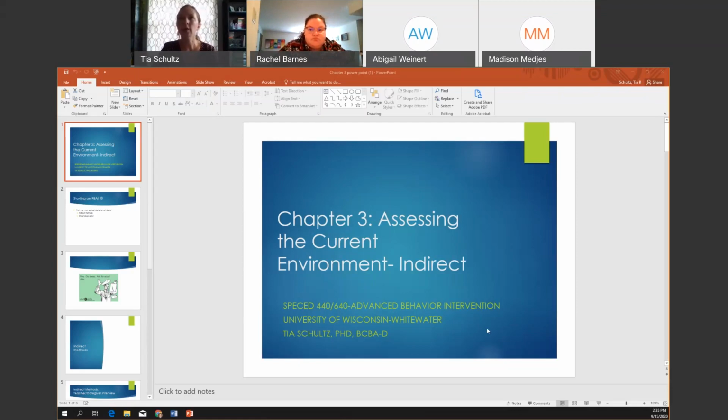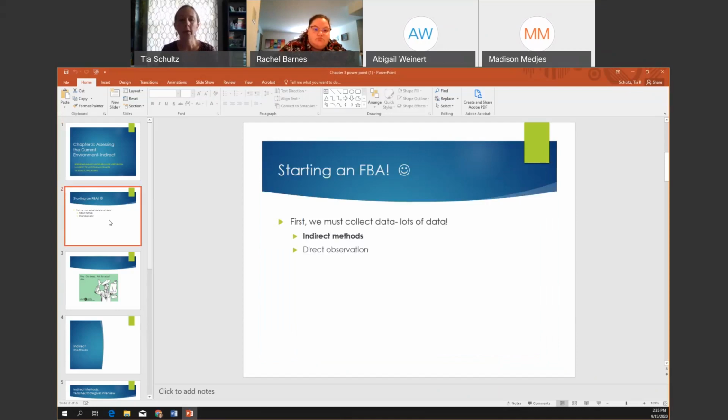So let's talk about indirect assessment. So when we do a functional behavior assessment, we will be collecting a lot of data. And the first parts of the assessment will be collecting informal data, or using indirect methods to collect data. So that's what we're going to talk about today. Before we get into the more technical parts of the FBA, we're going to do some background and some interviewing.